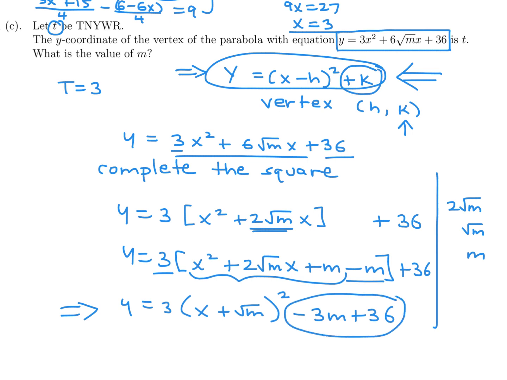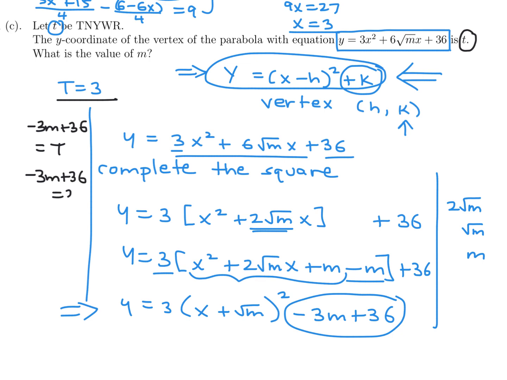So I'd like to keep it on the same page. That k is minus 3m plus 36, and that's what they want. They're saying that it's equal to t. Well, my t is 3, so minus 3m plus 36 is equal to 3, and this will allow me to solve for the value of m. So that means that 36 minus 3, which is 33, is 3m, and therefore m is 11. So 11 is the answer to this question.